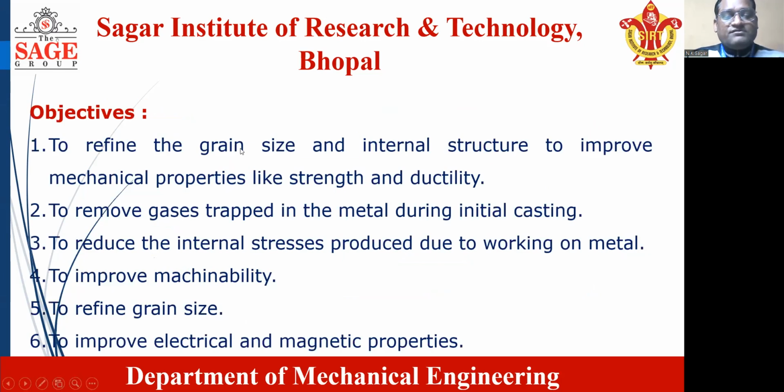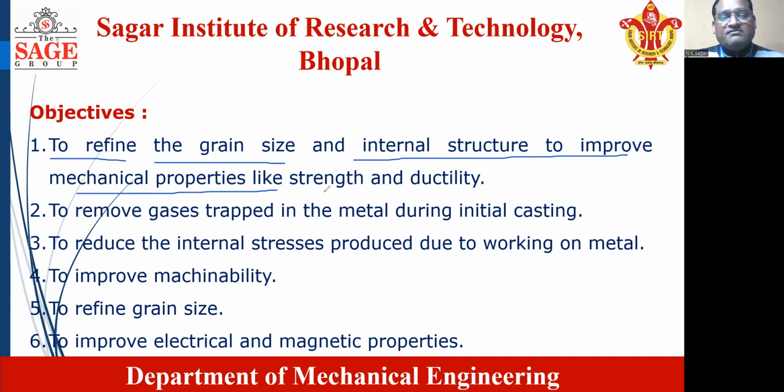Now, what are the objectives of the full annealing heat treatment process? Why are we interested in applying the heat treatment process to a metal? These are the objectives for which annealing is used. Objective number one, to refine the grain size and the internal structure to improve the mechanical properties like strength and ductility. If we are interested in improving the properties of the steel, like strength and ductility, it is possible with the help of heat treatment.